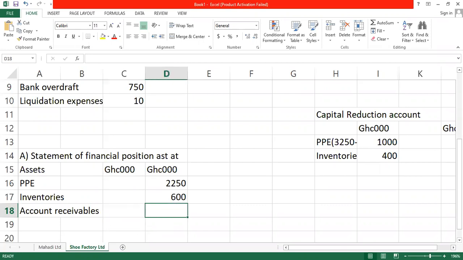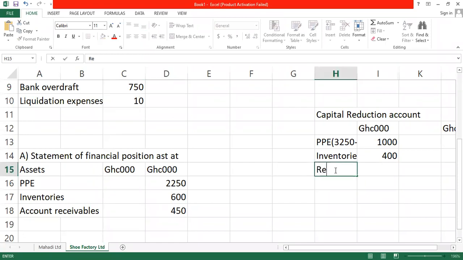All right. The new value now is what? 450. What was the old value? 500. So there's a loss of what? 50. Which we can call bad debts. You can name it bad debts, which is 50. You should have collected 500 from people. You are now collecting what? 450. It means that 50 of the debts has gone bad.